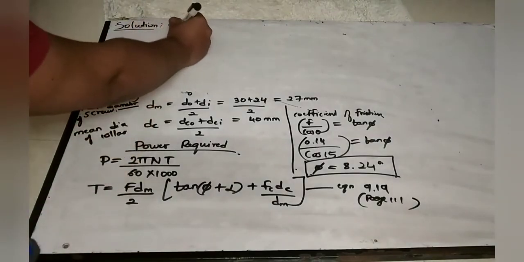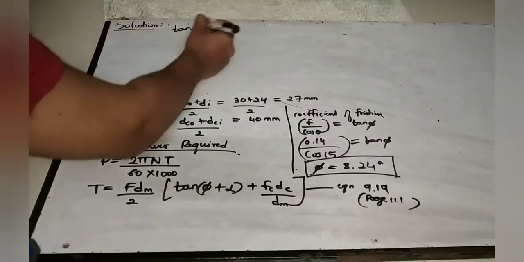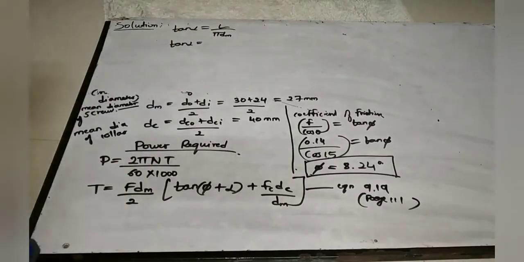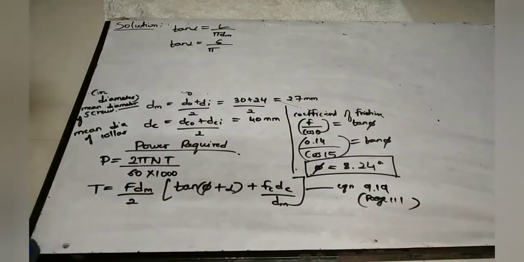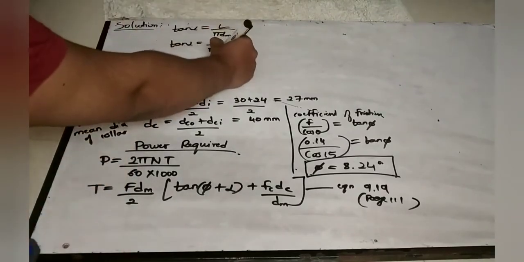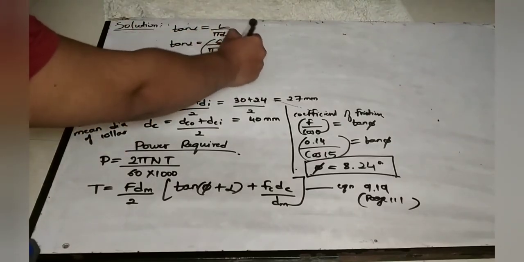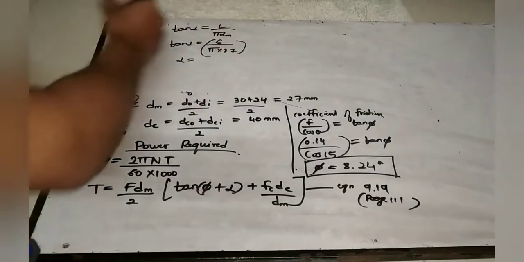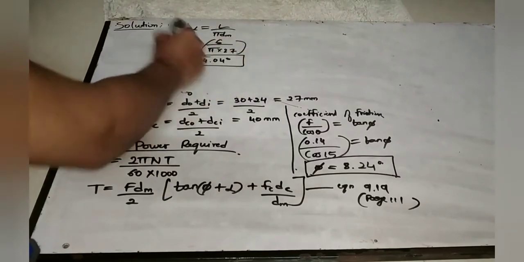So what is tan alpha? Lead divided by pi dm, right? So tan alpha is equal to L, which is 6, divided by pi times the mean diameter, which is 27. So alpha is equal to tan inverse of this part, and that comes to be 4.04 degrees.